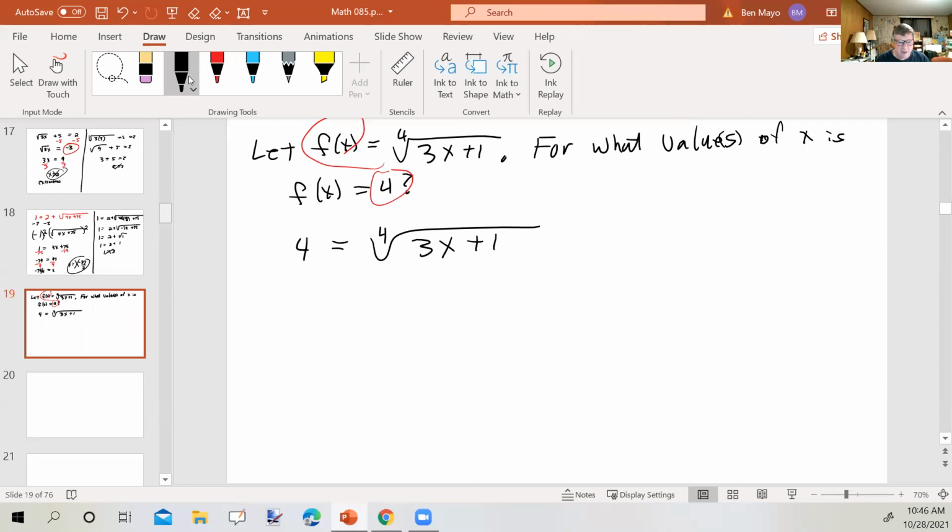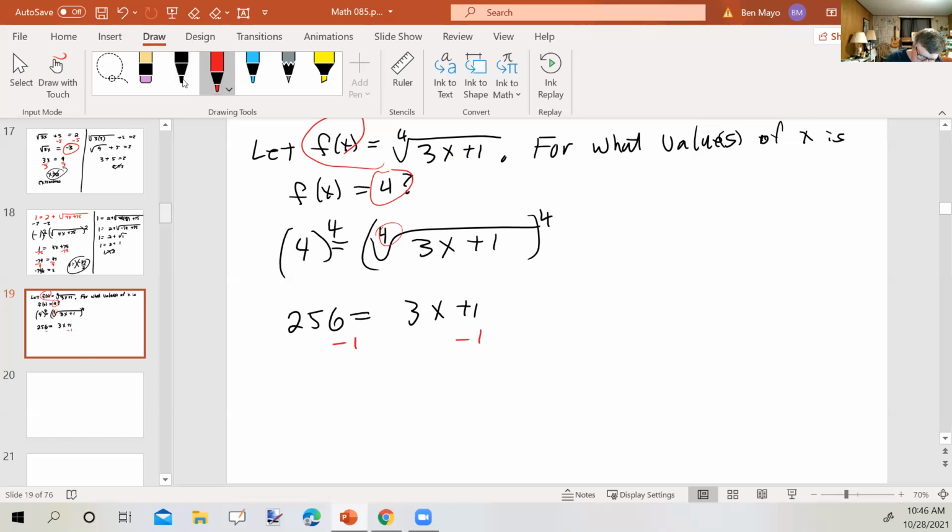So I've got an equation with one radical. It's already isolated, only now I'm not going to square both sides. I'm going to raise both sides to the fourth power because I'm taking a fourth root here. On the left side, 4 times 4 is 16, times 4 is 64, times 4 is, I believe, 256. So we get 256 equals, and the fourth root of 3x plus 1, all raised to the fourth power becomes 3x plus 1. So going on and solving for x, subtract 1 from both sides, we get 255 equals 3x. Divide both sides by 3, x equals, that's going to be 85, I believe.